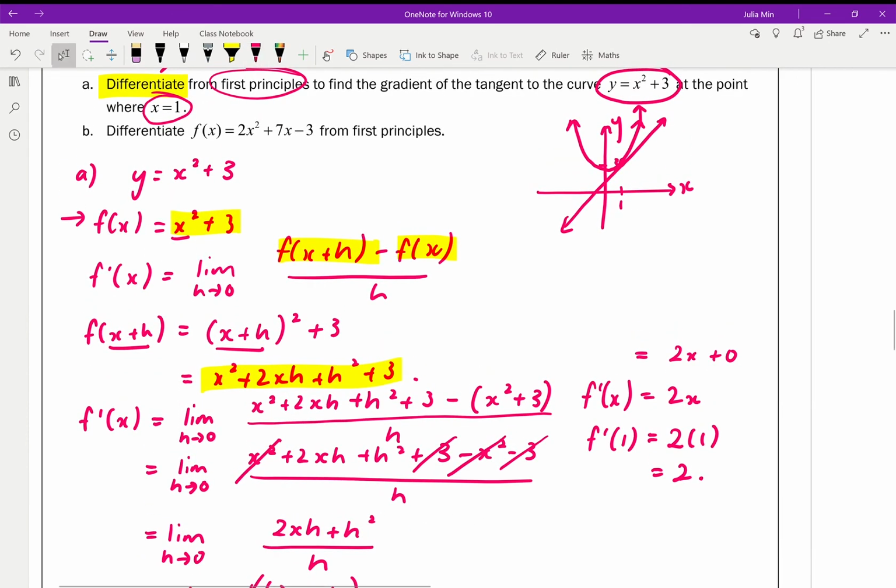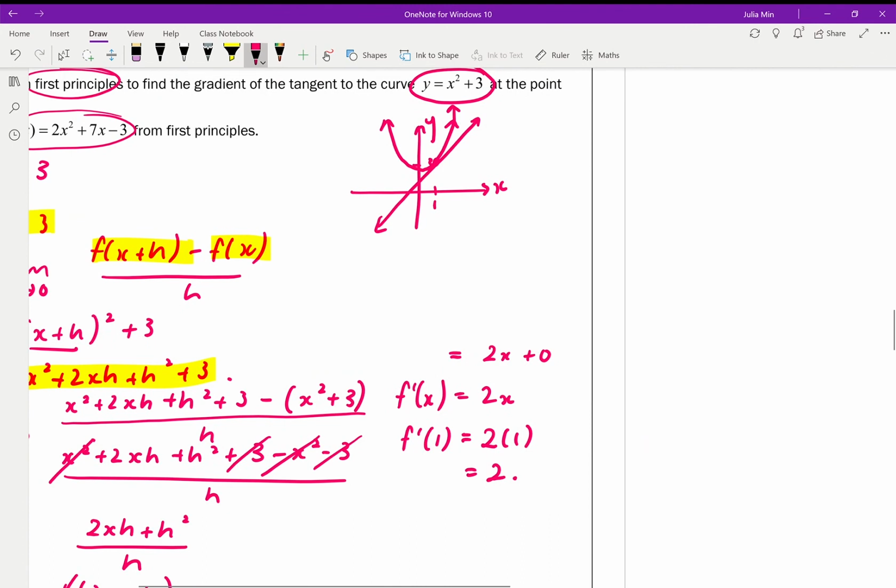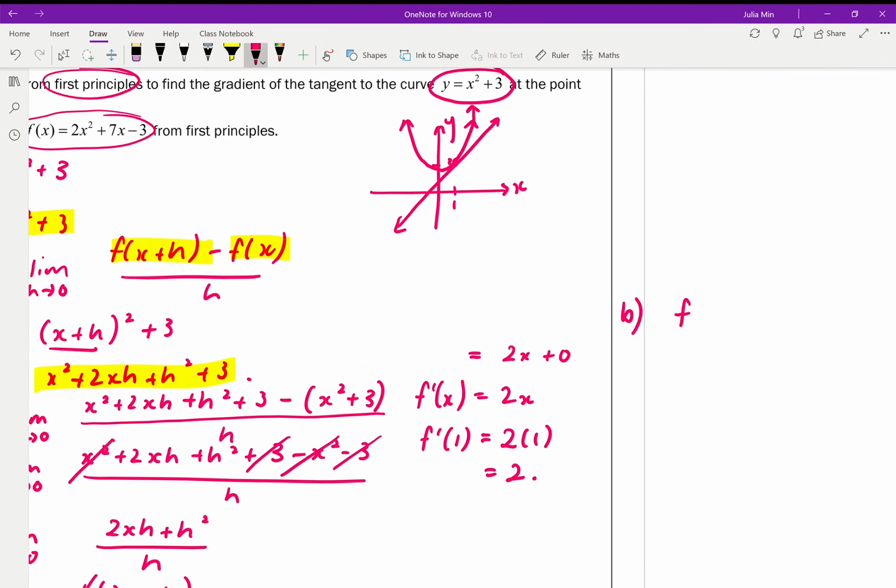Okay, have a go at B on your own. You're just differentiating, you're not finding a specific gradient. I'll give you the answer, so let's see if you can do it, and I'll check next lesson. You should end up with 4x plus 7.